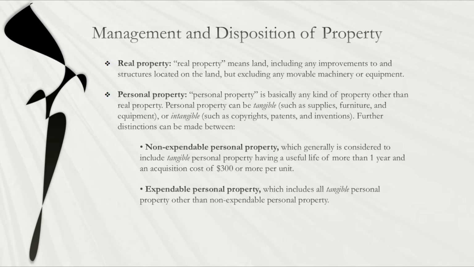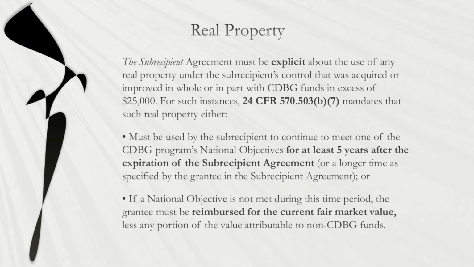Personal property is basically any kind of property other than real property and can be tangible, such as supplies, furniture, and equipment. Further distinctions can be made by dividing it into non-expendable personal property and expendable personal property. Non-expendable personal property generally is considered to include tangible property having a useful life of more than 1 year and an acquisition cost of more than $300 per unit. Expendable personal property includes tangible property other than non-expendable personal property.